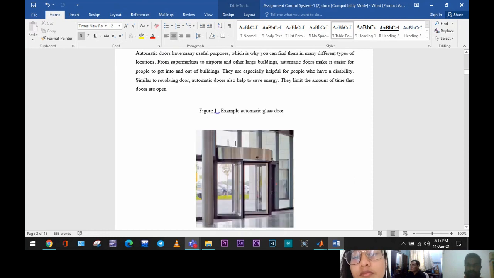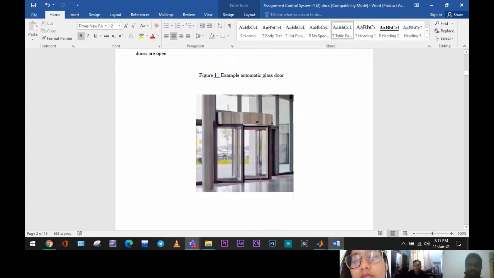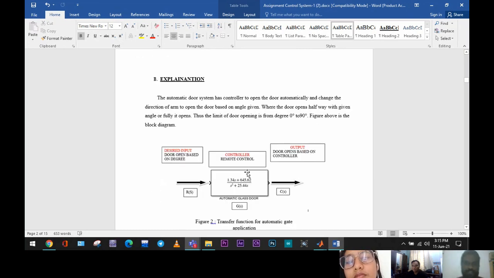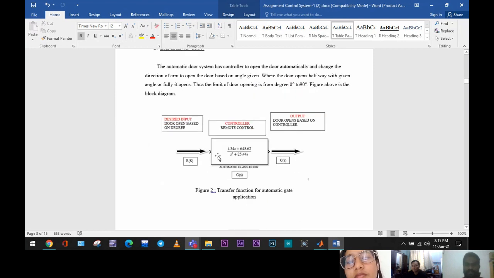This is the automatic glass door, which will be controlled by an arm placed over here. There will be an arm which controls the door's closing and opening. This is the transfer function for the automatic gate application. There will be a desired input, which we are using in degrees, for example 30, 60, and 90. That will be the input value of the step, and this is the transfer function of the automatic glass door, and the output will be the opening and closing of the glass door.